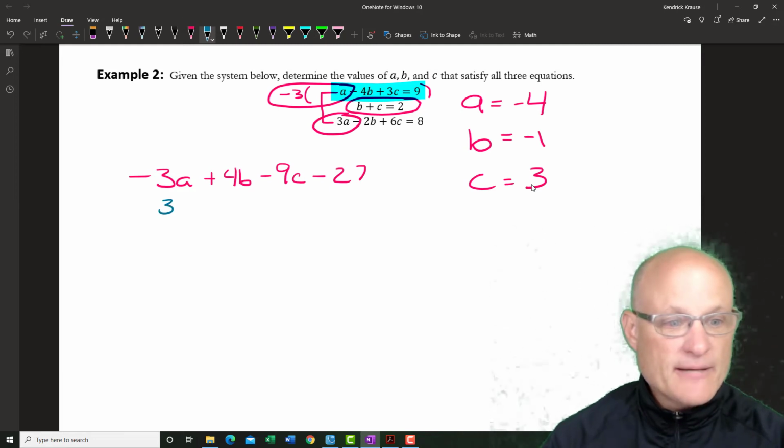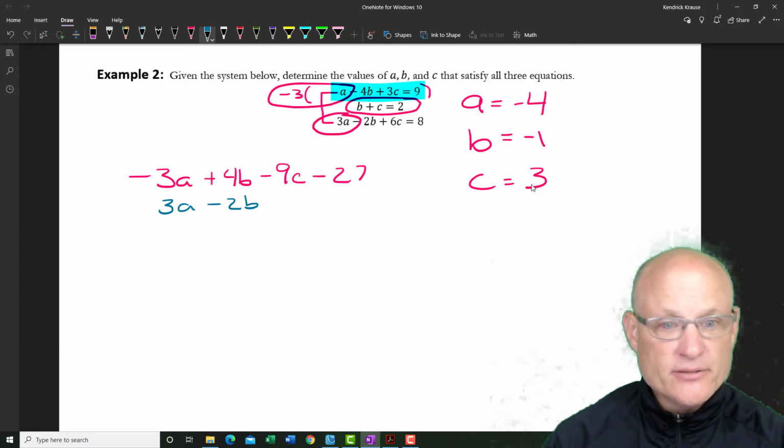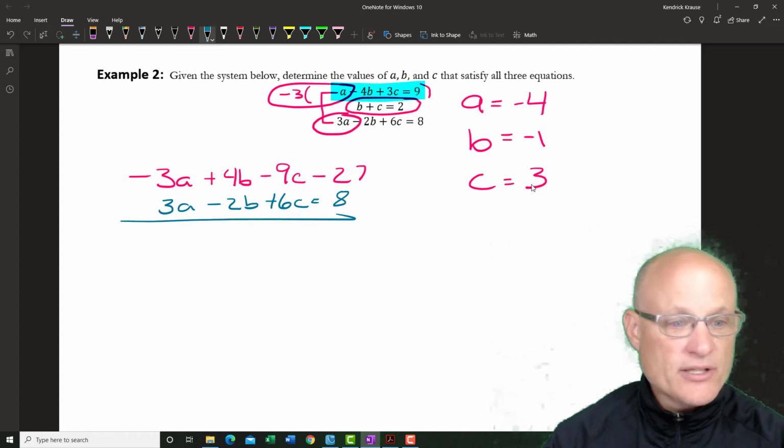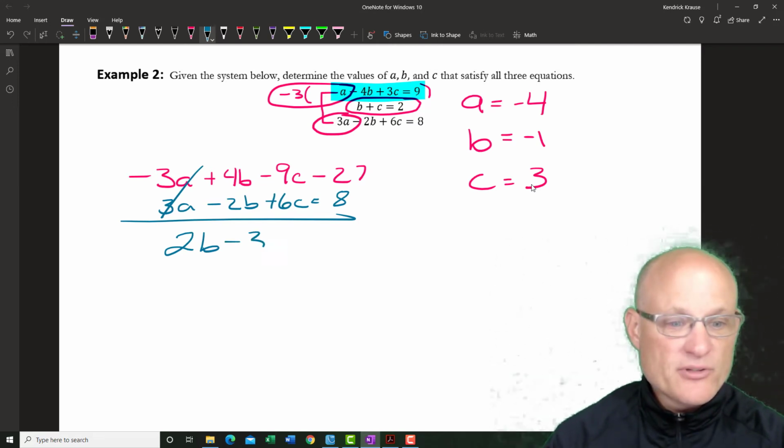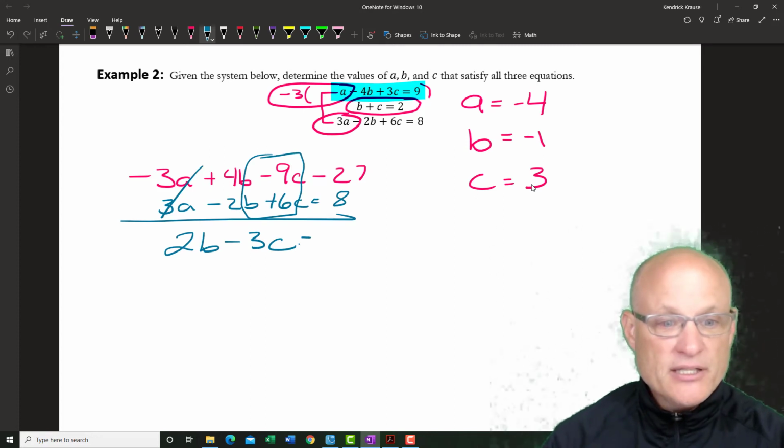All right, we got 3A minus 2B, or not to be. Yes, that's the question. Plus 6C equals 8. All right, now the beauty is these go. So I end up with 2B, or not to be. Minus 3C, be careful with signs. You know, you got to be real careful adding things up. Equals, what is this, negative 19?